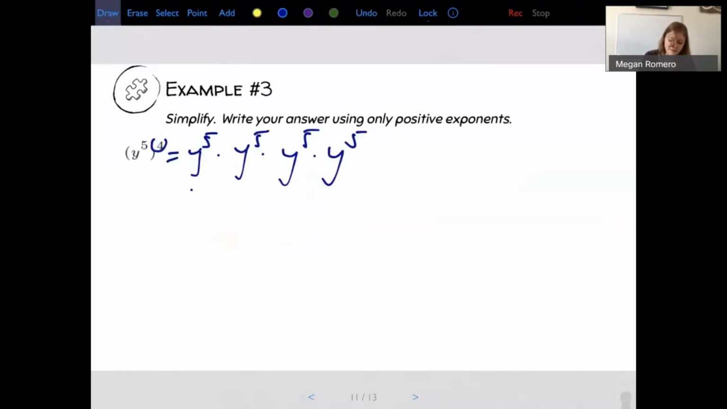Or apply what we learned about multiplication where we add the exponents together. 5 plus 5 plus 5 plus 5 is y to the 20th. And notice the relationship between the powers we started with to the powers we ended with. When you have a base with an exponent and you raise it to another power, you end up multiplying the two exponents.